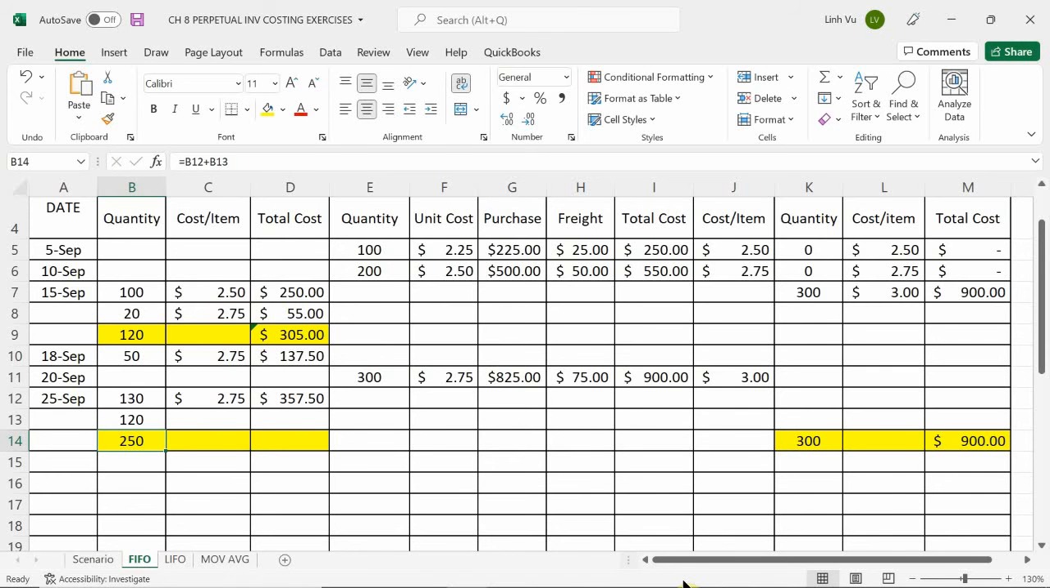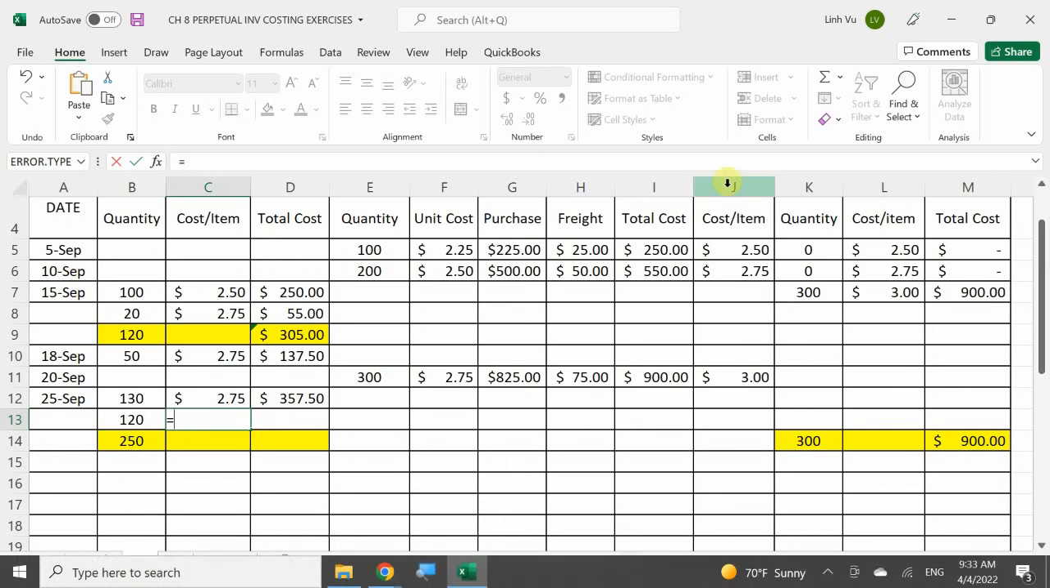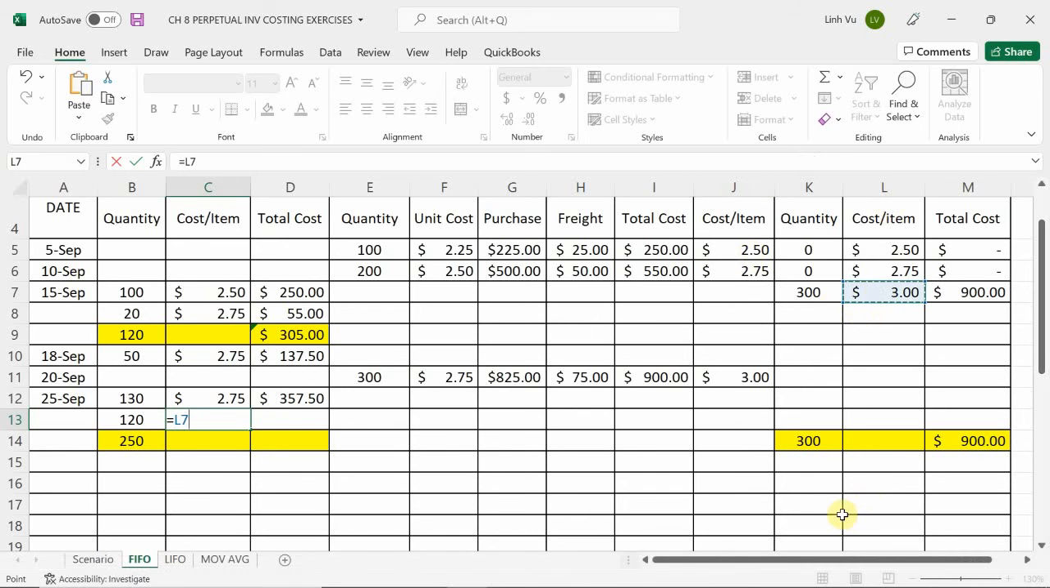I need to sell a total of 120. Now, in this case, I only have one batch of inventory, so how much is it going to cost me per item? $3. Okay, so good, right? 3 times 120 is going to give you a total of 360.